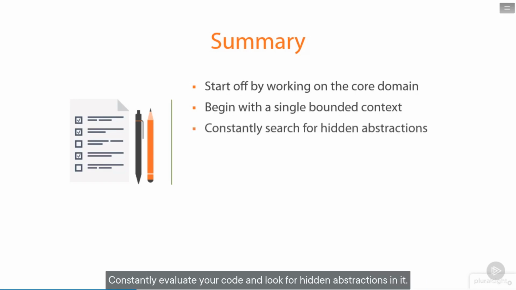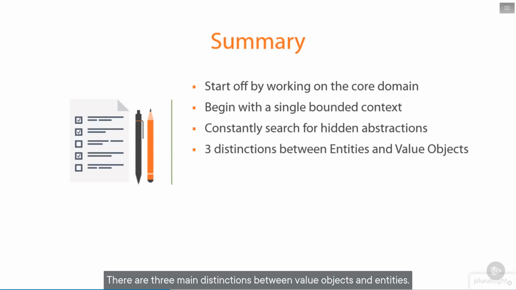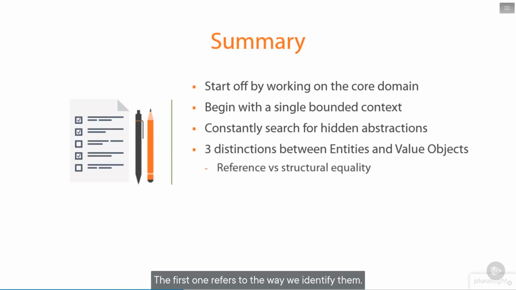Constantly evaluate your code and look for hidden abstractions in it. If you see your code becomes unclear or conveys its meaning vaguely, it's a strong sign you missed an important abstraction. There are three main distinctions between value objects and entities. The first one refers to the way we identify them.